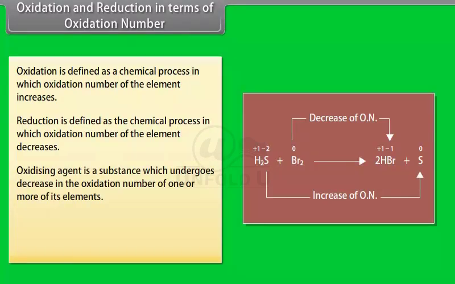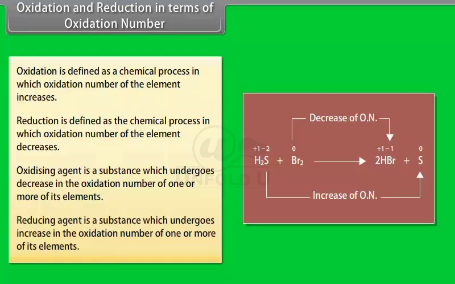An oxidizing agent is a substance which undergoes decrease in the oxidation number of one or more of its elements. A reducing agent is a substance which undergoes increase in the oxidation number of one or more of its elements. In this example, H₂S is a reducing agent while Br₂ is an oxidizing agent.